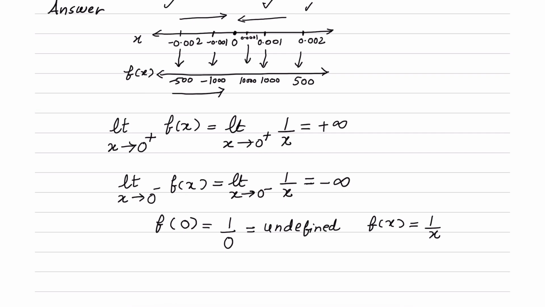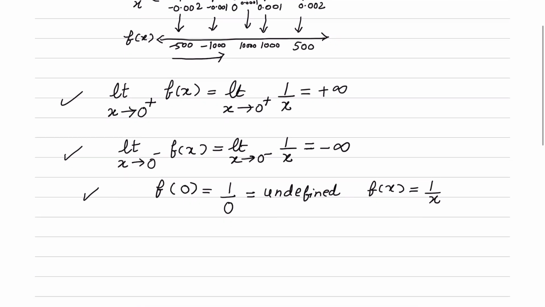So we can see that the right hand limit at 0, which is when x is approaching 0 from the right hand side of 0, like here, is plus infinity, and the left hand limit, meaning when x is approaching 0 from the left of 0, is minus infinity, and the value of the function exactly at 0 is undefined.